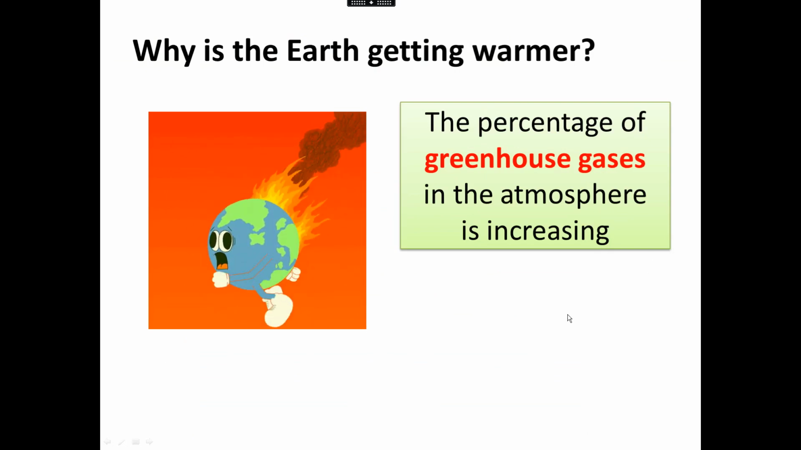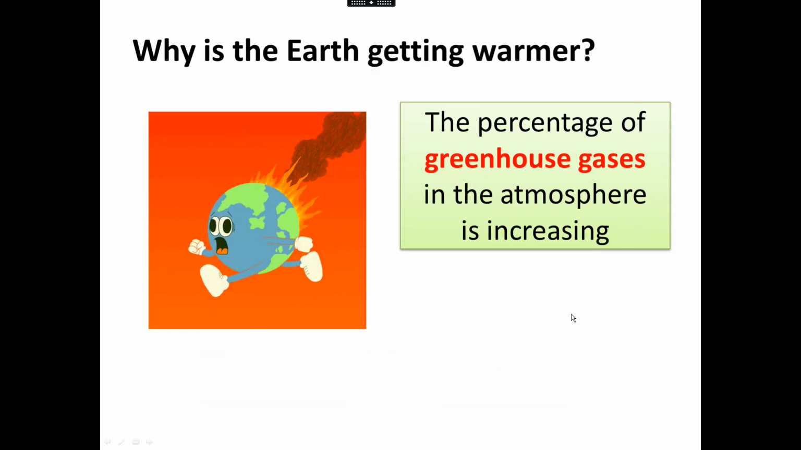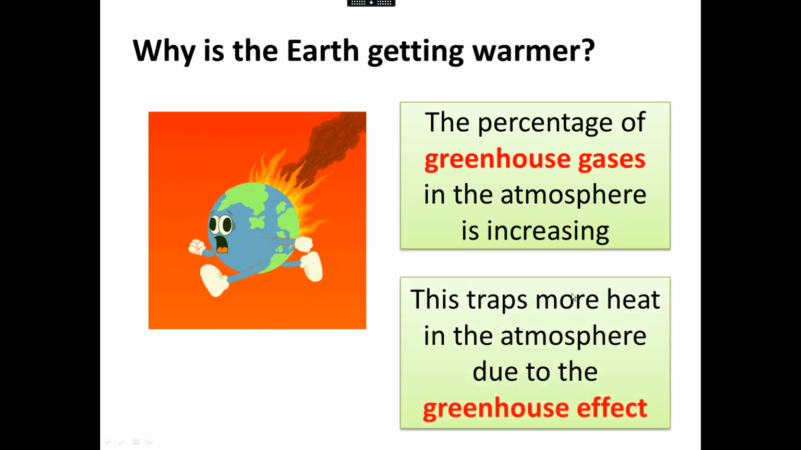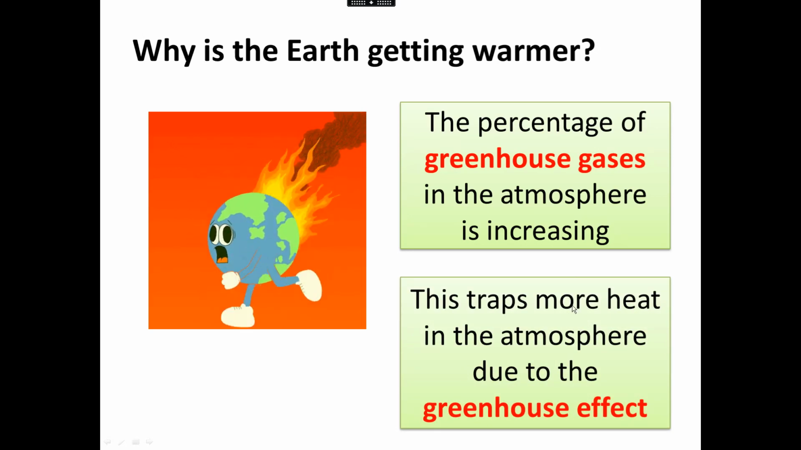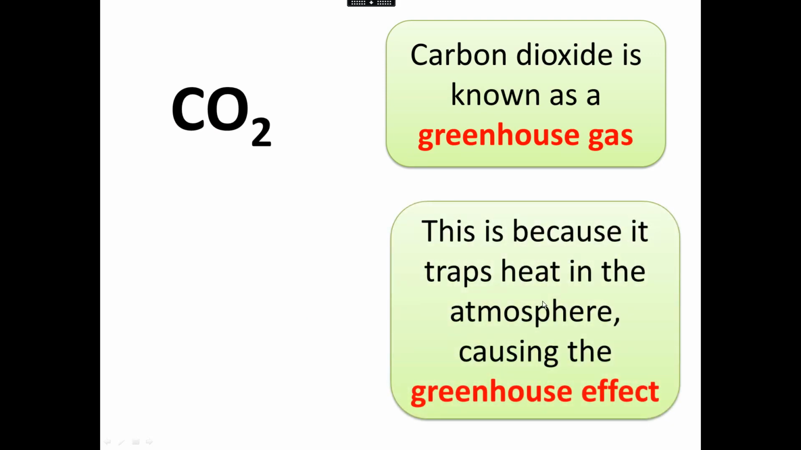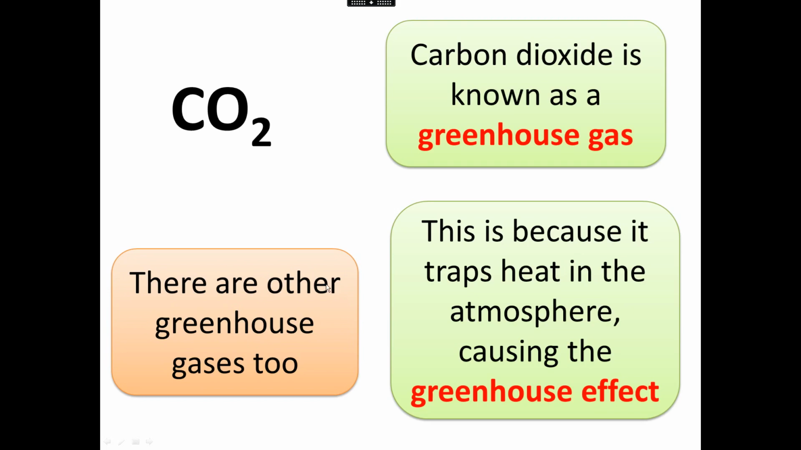Now, this is all to do with greenhouse gases and the greenhouse effect. Carbon dioxide is not the only greenhouse gas, but greenhouse gases are increasing in the atmosphere and they trap heat. A greenhouse gas is a gas which traps heat in the atmosphere, and that leads to something called the greenhouse effect. Carbon dioxide is a greenhouse gas. It traps heat in the atmosphere, causing the greenhouse effect. So a greenhouse gas traps heat in the atmosphere. Carbon dioxide traps heat in the atmosphere, but there are other greenhouse gases doing the same thing.